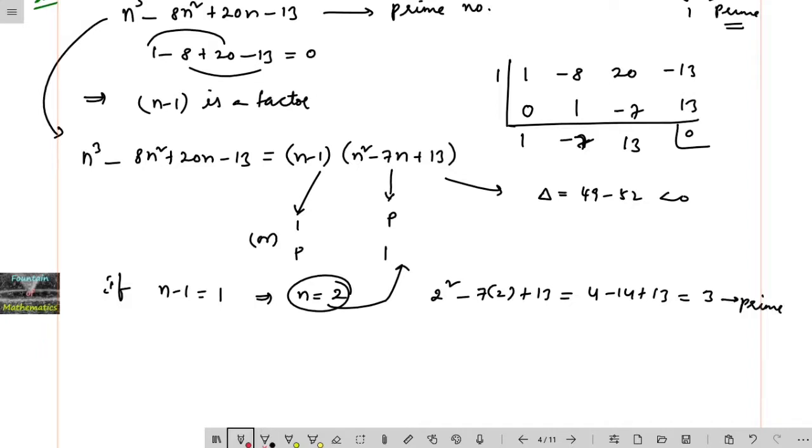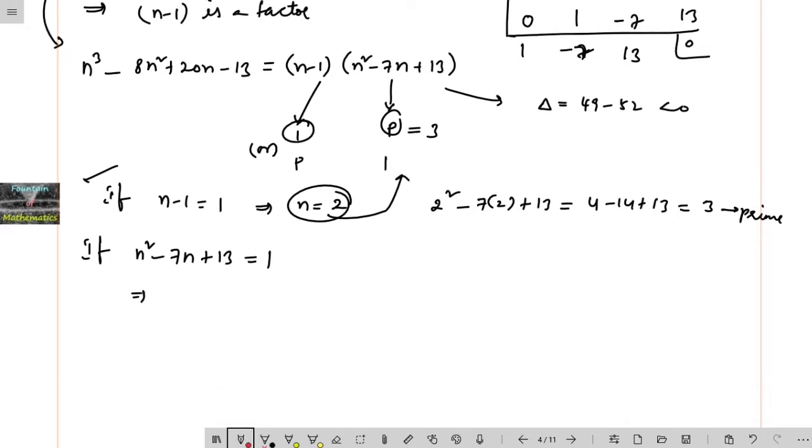So this is satisfying. If one number, n minus 1, is 1, the other one, we are getting prime number 3. Okay, this is okay. And suppose now if n square minus 7n plus 13 is equal to 1, and now we have to check that n minus 1 is a prime for what value of n here. So let us solve this equation. It's a quadratic equation. Let's solve this quadratic equation.